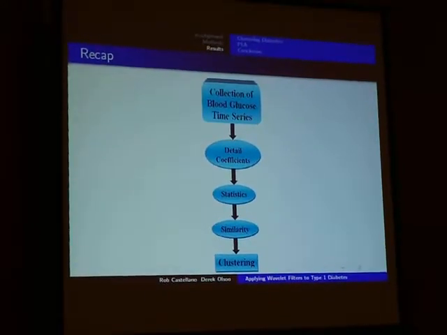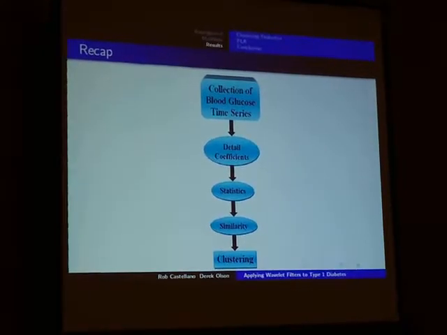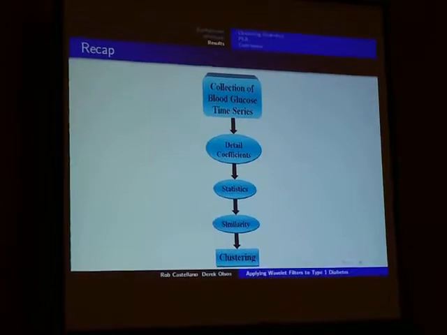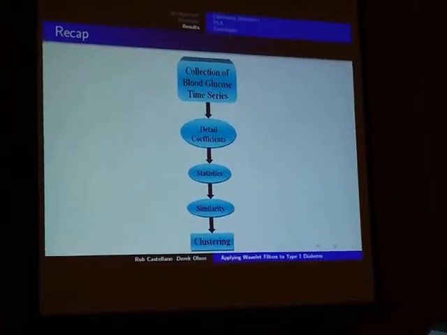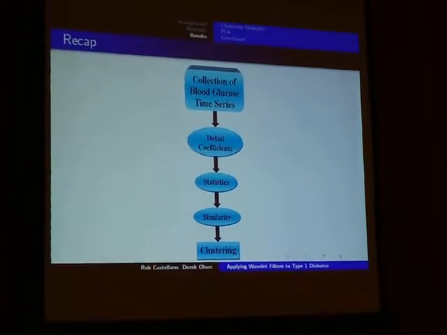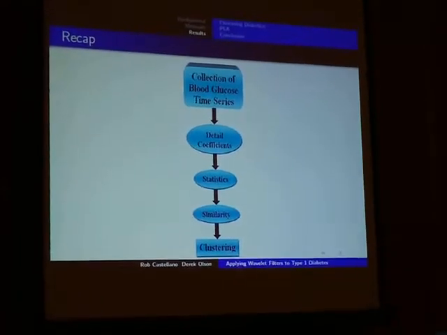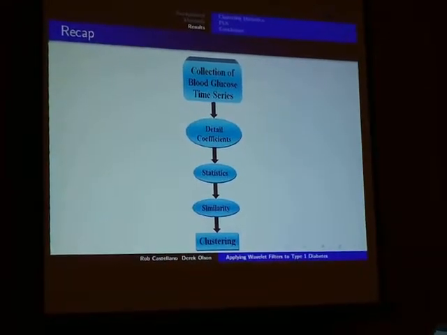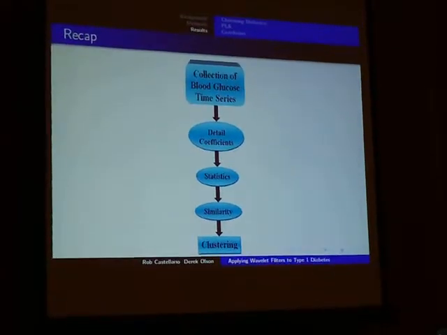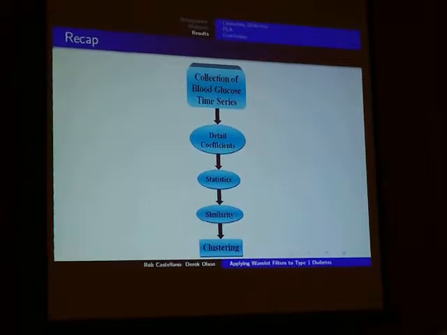So let's recap exactly what our algorithm consists of. We start off with a collection of blood glucose time series we got from Medtronic. Then we use a wavelet-based filter to get detail coefficients. Then we get some statistics from data related to the detail coefficients. And using these statistics, we calculate a similarity between 2 diabetics. And this similarity we put into the Laplacian eigenmap method to get clustering.